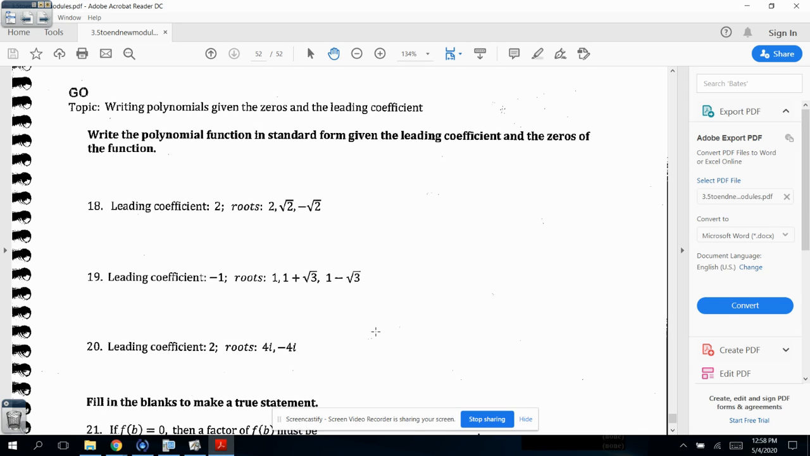Okay, let's do the go section of 310. I'm going to start with the bottom because the bottom is way easier than the top.